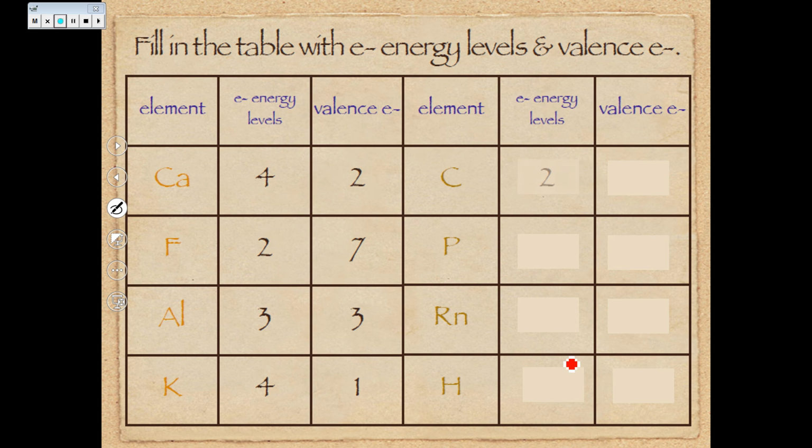Carbon has 2 energy levels and 4 valence electrons. Phosphorus has 3 energy levels and 5 valence electrons. Radon has 6 energy levels and 8 valence electrons. And hydrogen has 1 energy level and 1 valence electron.